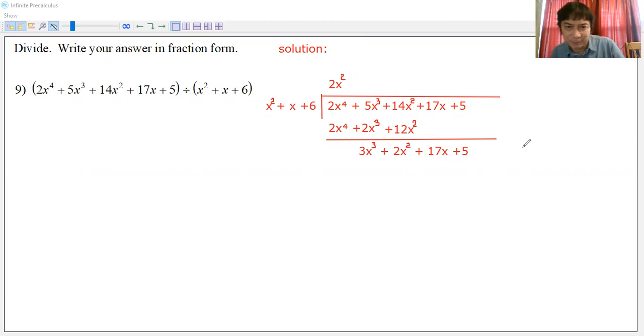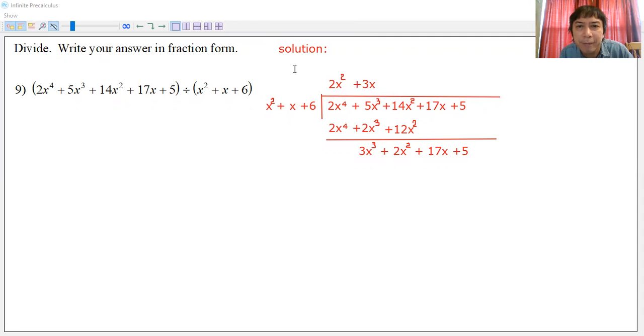Okay, just a little review there. 2x squared. Okay, and the product is 2x to the fourth and 2x cubed and 12x squared. Then we subtracted, we have a 3x cubed and 2x squared. Bring down 17x and plus 5. Back to divide. All right, 3x cubed by x squared, we will have 3x. Okay, that will be our next term for the quotient, plus 3x there.